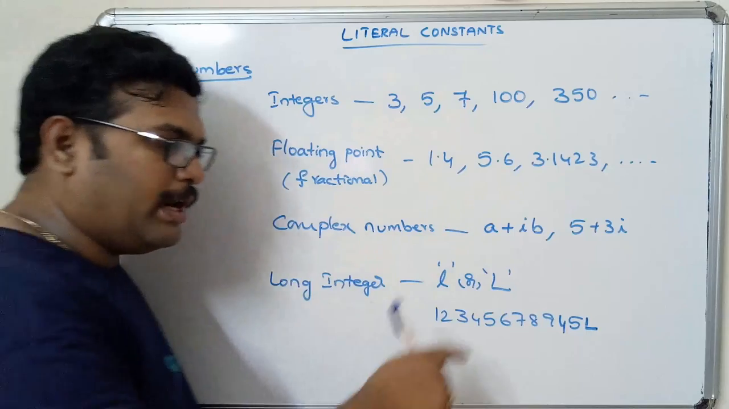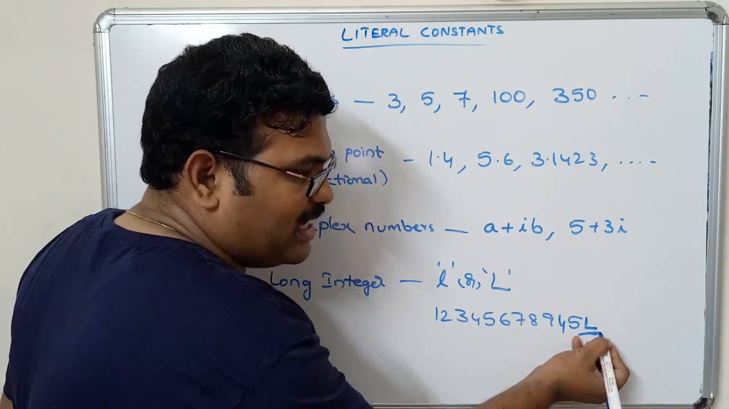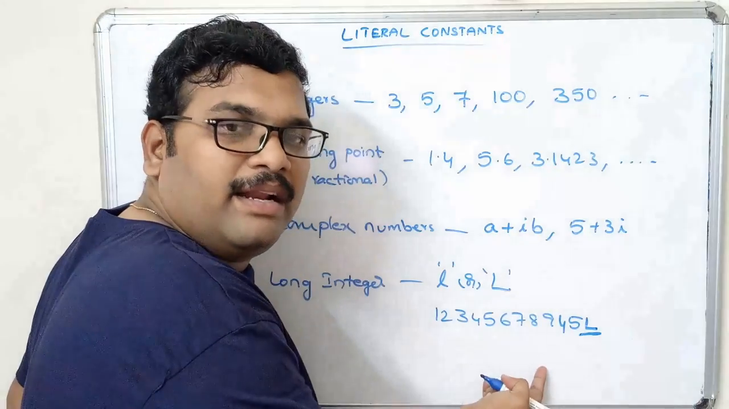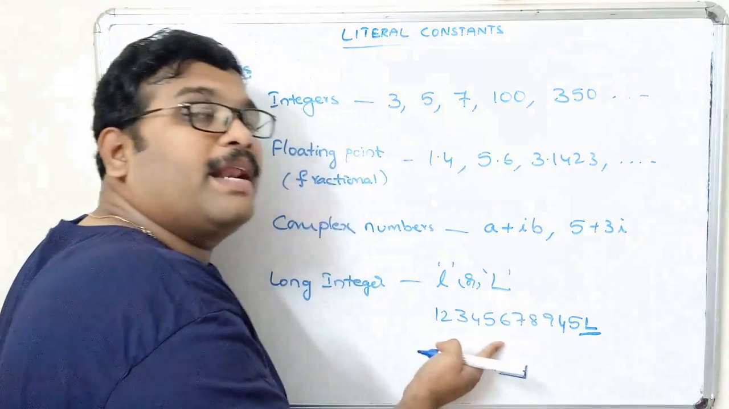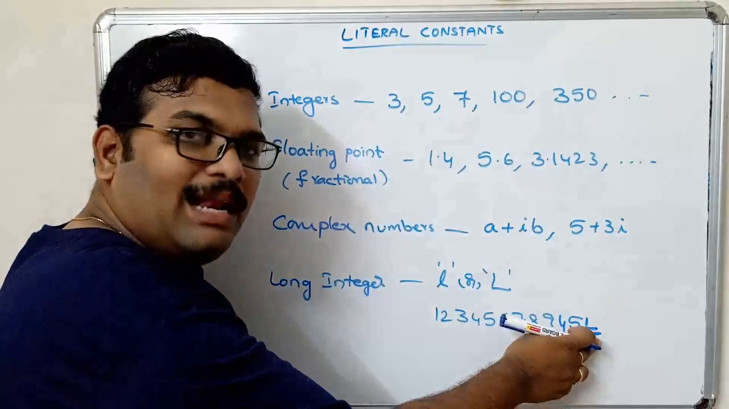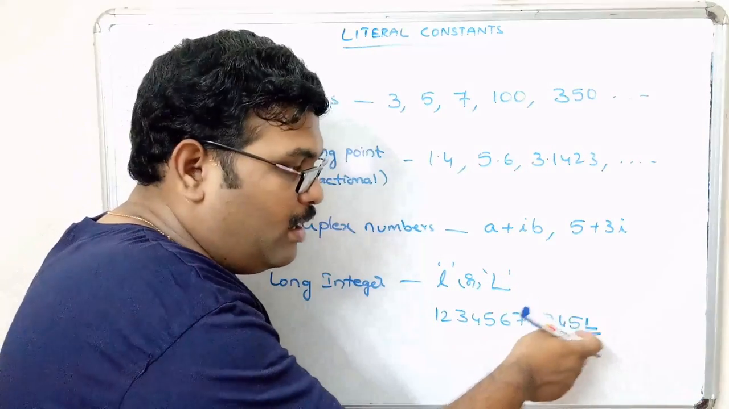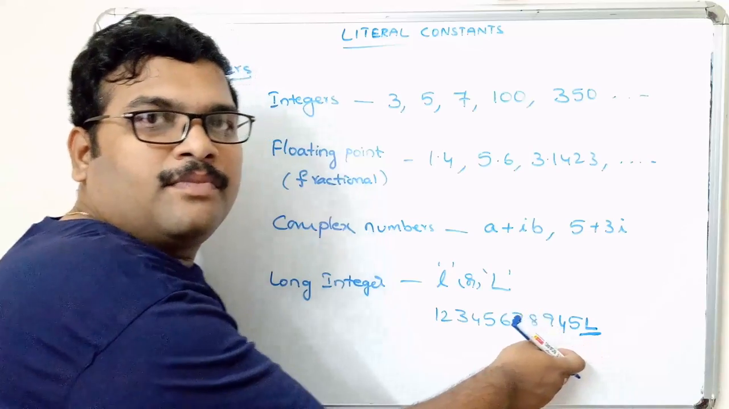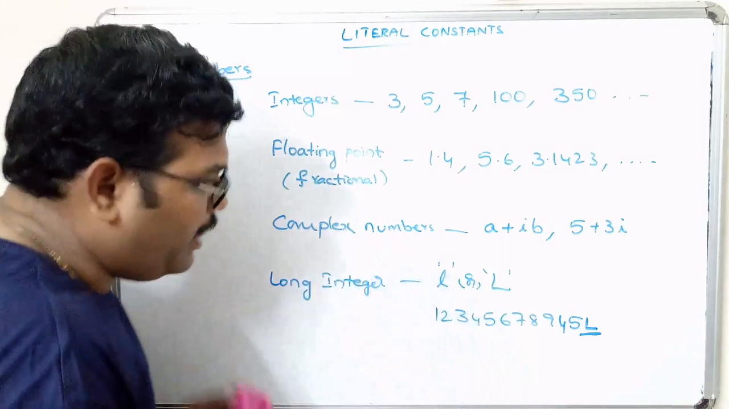So in order to represent long integers, we have to suffix the L to the particular number. Unless you add the suffix L, it will not be represented as a long integer. For every long integer, this L must be suffixed. It can be in lower case or upper case, but the suffix must be added.